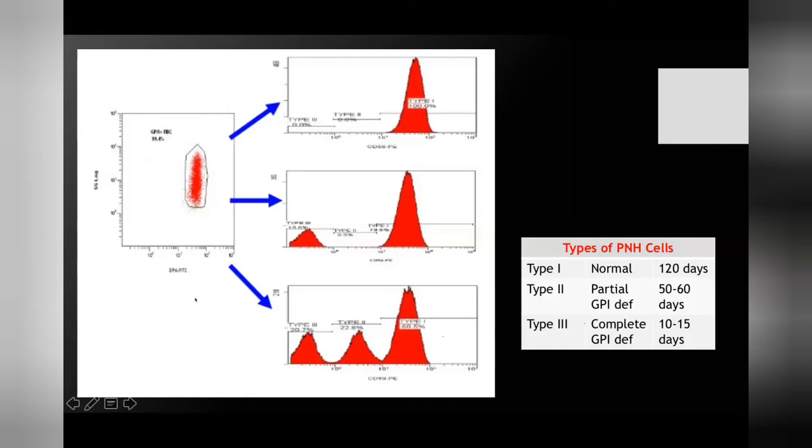So as I told you, we can have 3 types of PNH clones. Type 1, which are normal, and in the case of red cells, they have a normal lifespan of 120 days. The type 2 clone, which is partially deficient in GPI anchored proteins, has almost half the life of the normal. And third are the completely GPI deficient PNH cells, where the life is only 10 to 15 days. Next, please.